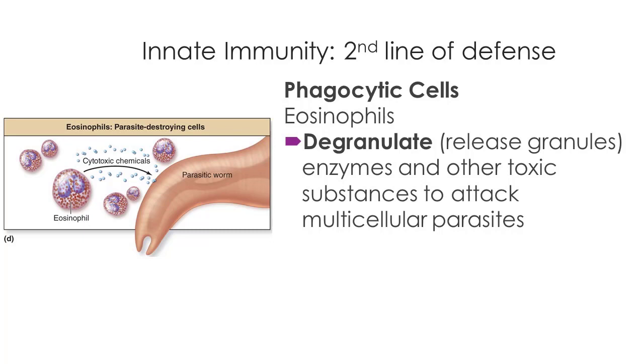And so again, we mentioned with the eosinophils and the multicellular parasites, you're going to launch all of these toxic chemicals out of the eosinophil in the neighborhood of that parasite. We've got a nice little roundworm looking thing here. And that is going to kill that particular parasite.